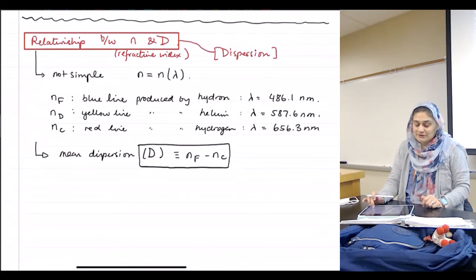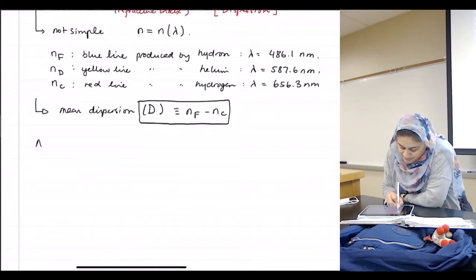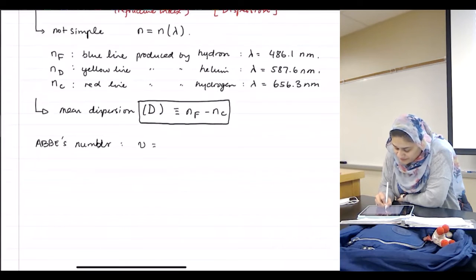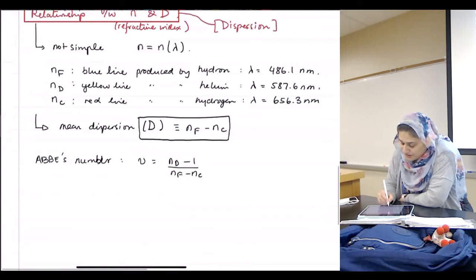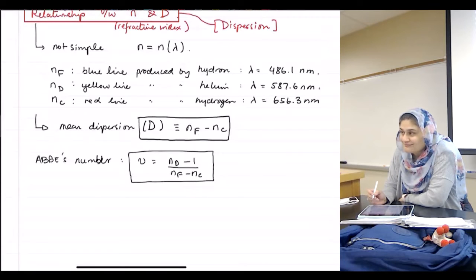Okay, so physics also defines what is called Abbe's number, which is V equals (ND minus 1) over (NF minus NC). So that's the relationship that you should box and keep handy. Remember, this is not volume. This is the funny looking V. That's for Abbe's number.